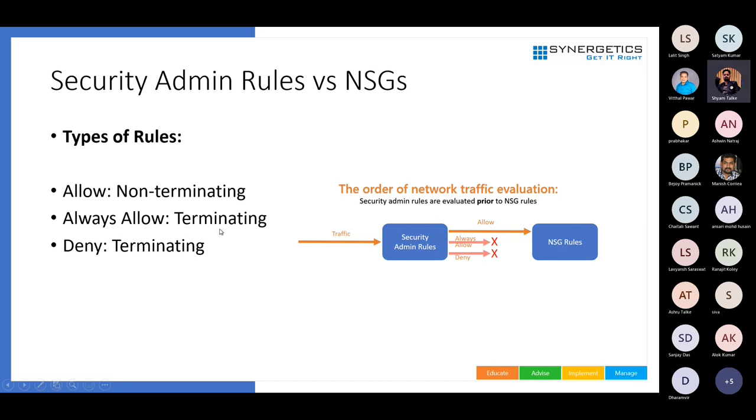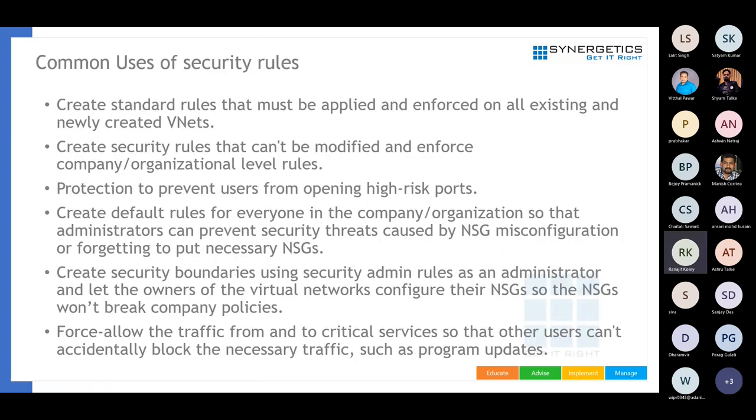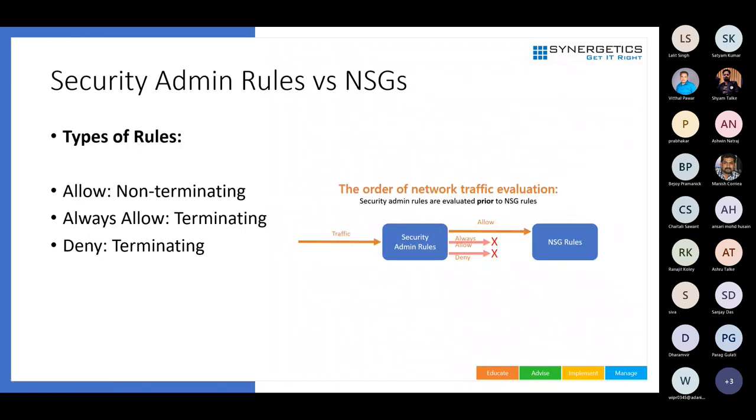Always allow rule is terminating. Since it is always allow, it will be terminated here and would not be passed to NSG for further evaluation. Deny is also terminating. If you specify a deny rule here, it will always be denied and will not go ahead to NSG. Why is always allow terminating? If you specify always allow, terminating means it will not forward the rule further to NSG for evaluation. So if you specify always allow on the security admin rules, it will always reach the destination. NSG rules will have no control. Okay, thank you.